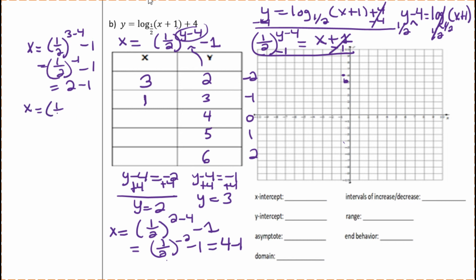Let's plug in y is 4. So we got 4 minus 4 power, minus 1. (1/2) to the 0 power is 1. 1 minus 1 is 0. So x is 0 here.